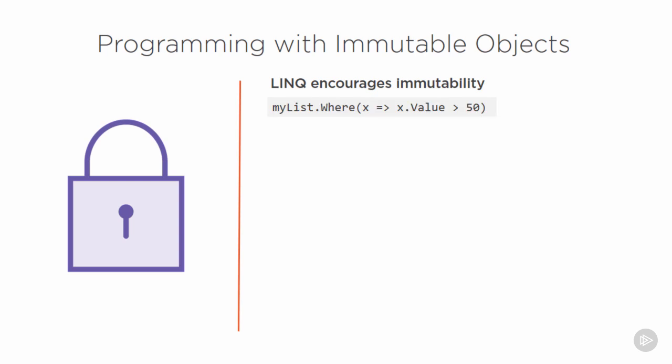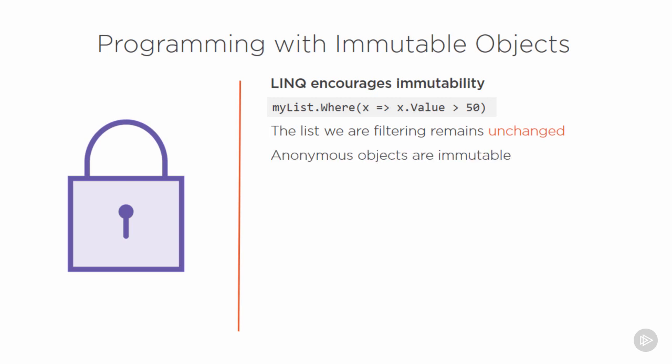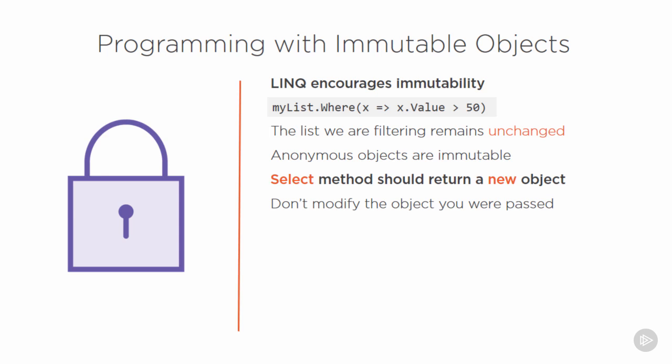So for example, if I say mylist.where and I say just give me the values that are greater than 50, I've not actually changed the contents of my list at all. It remains unchanged. And also, when we use anonymous objects, which we've used many times in this course, they're also immutable. You can't actually change their values after you've set them up. And so in the Lambda expressions that we pass into our LINQ select calls, we're actually very strongly encouraged to return new objects rather than just modifying the object that we were given.